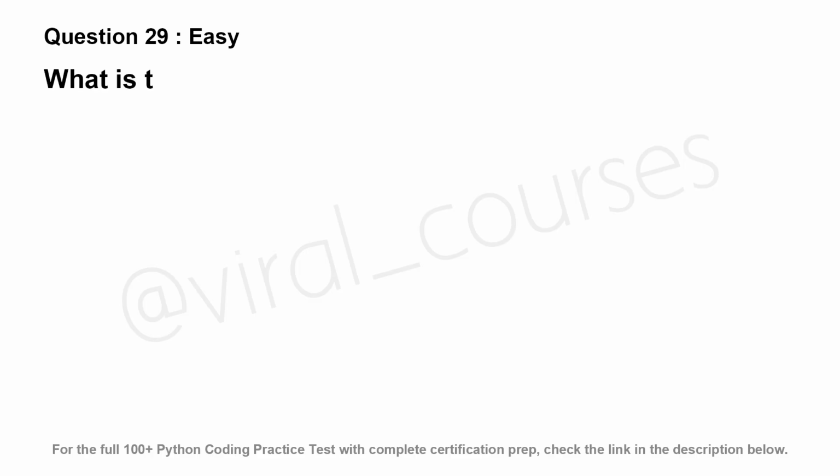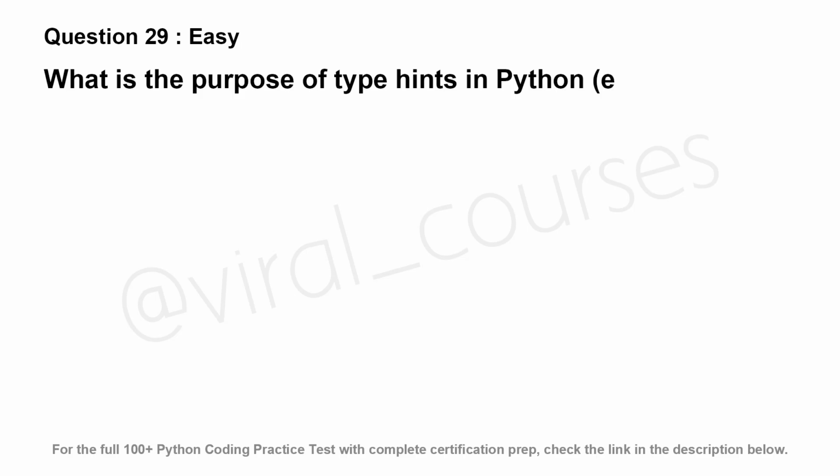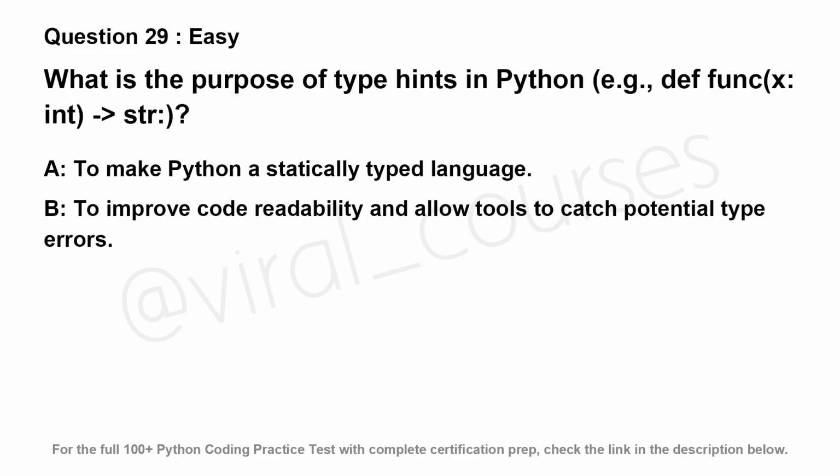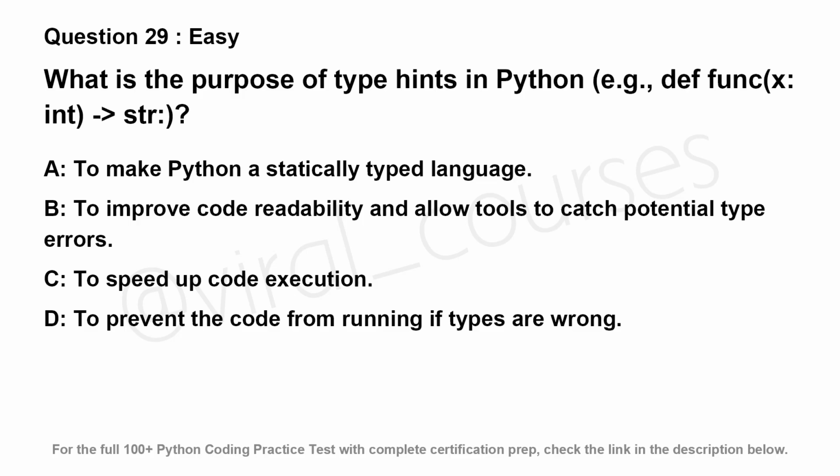What is the purpose of type hints in Python, e.g., def func(x: int) -> str? Option A, to make Python a statically typed language. Option B, to improve code readability and allow tools to catch potential type errors. Option C, to speed up code execution. Option D, to prevent the code from running if types are wrong.